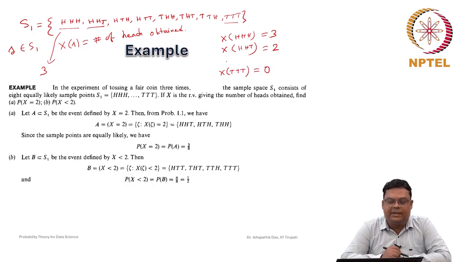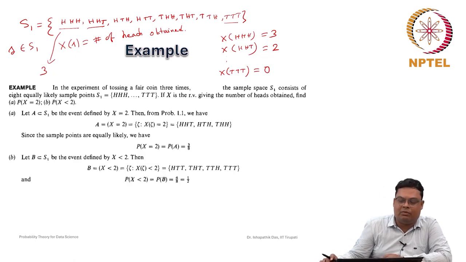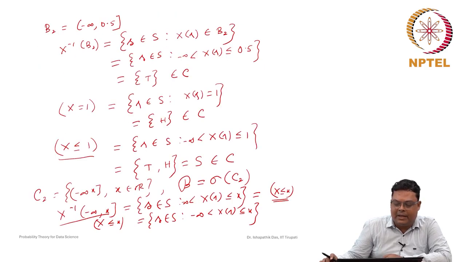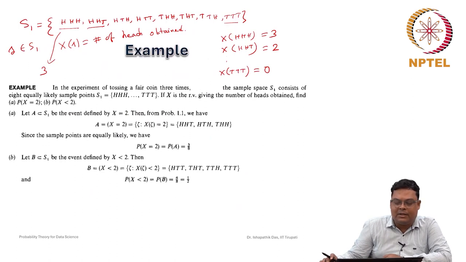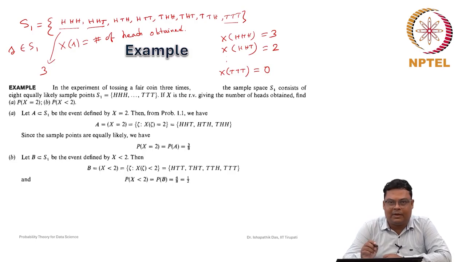Now, this is how the random variable is defined. It can be easily shown that it is a measurable function, you can check it, and we have already discussed what a measurable function is and how to check all these things. Now, by the measurable function we can define the event. What is an event? An event is a subset of the sample space that belongs to that sigma field. So, that means X is a measurable function.